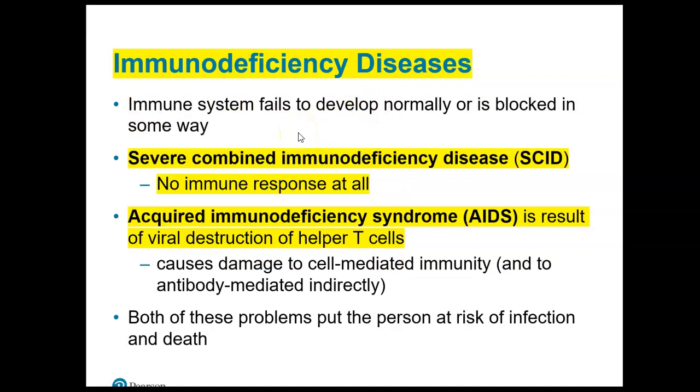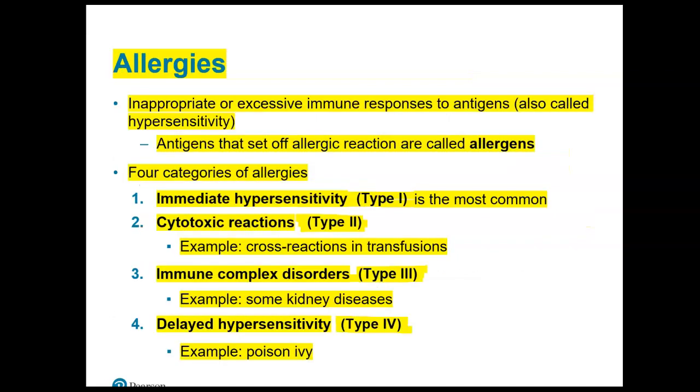And for immunodeficiency diseases, there is SCID, which is severe combined immunodeficiency disease. That's when there is no immune response at all. And then there's AIDS, acquired immunodeficiency syndrome, and that is a result of the viral destruction of helper T cells. Remember, if the helper T cells are destroyed, it shuts down the immune response because they are key to activating the B cells. Allergies are defined as the inappropriate or excessive immune response to antigens.